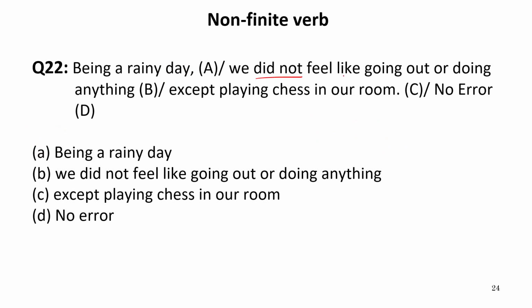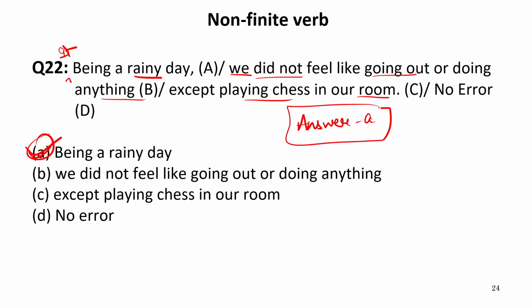Being a rainy day, we did not feel like going out or doing anything except playing chess in our room. So this is the same type of sentence as we did before, because rainy day and we are not the same. So it should be it at the start of the sentence. That is, it being a rainy day. So the error is in part A again. So our answer is A. Now let us move to the next one.